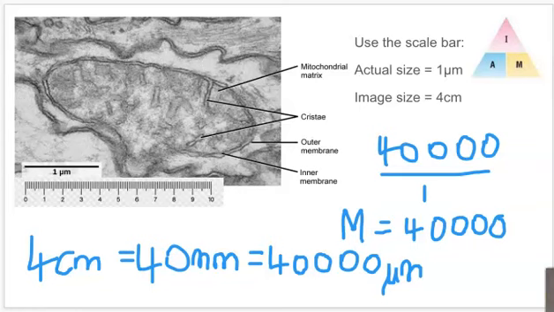And always when you finish the calculation, check that it makes sense. Does it make sense that an electron micrograph image would be 40,000 times bigger than real life? Yes, that sounds about right.